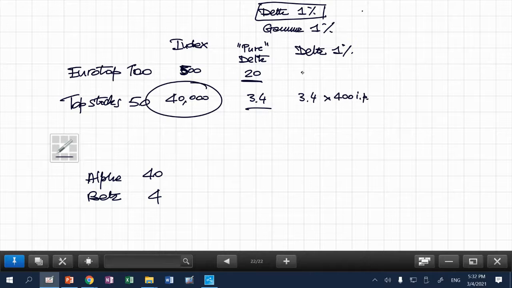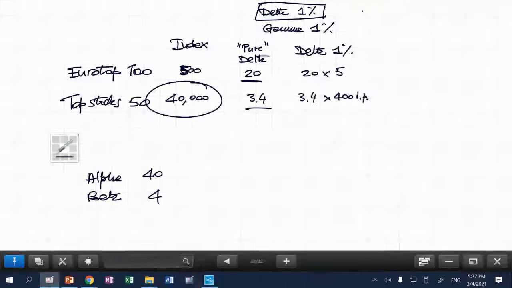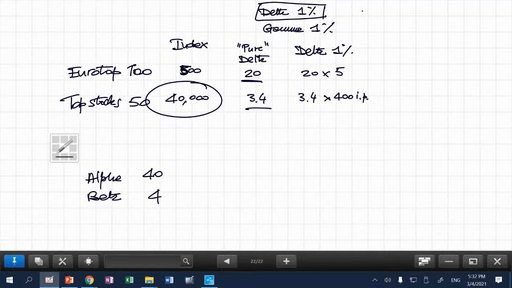For the second index, which has a pure delta of 20, a 5% increase is 5 points. Is that okay? And from here, you understand that overall, you are more exposed to the second one than to the first. If the second one goes up by 1%, then there is a bigger impact.